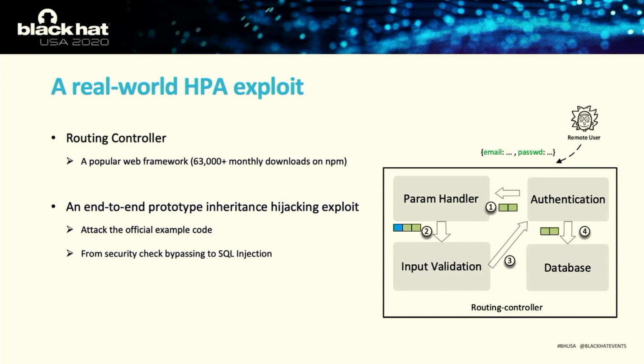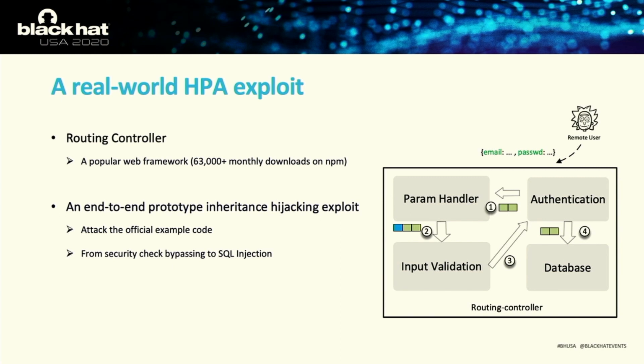In this example, a server program is deployed using routing controllers. If a remote user wants to authenticate with the server, his data will flow into the following components. First, he will send his serialized data to the web API endpoint. Upon receiving the request, the authentication module will instantiate an object according to his JSON string and send it to the param handler. Here we use the green box to represent the user input object.